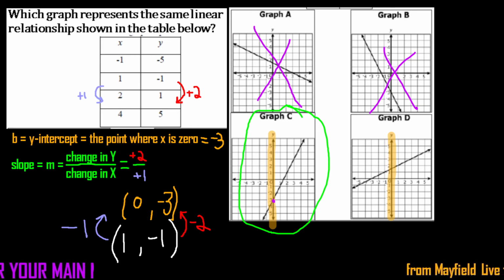So let me actually point those out. So we had 1, negative 5. It goes to the point 1, negative 1. It goes to the point 2, 1, and 4, 5. Always check to make sure all of those ordered pairs would be on that line, so that way you know you are correct.